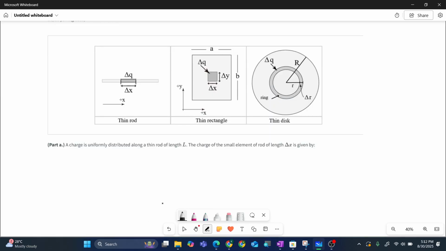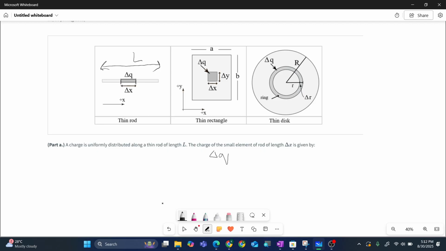Okay, well done. Now let's have a go at it together. Part A: a charge is uniformly distributed along a thin rod of length L. The length of this rod is L. The charge of a small element of the rod of length delta x is given by... since we need to find the charge of the small element, I need to find delta q.